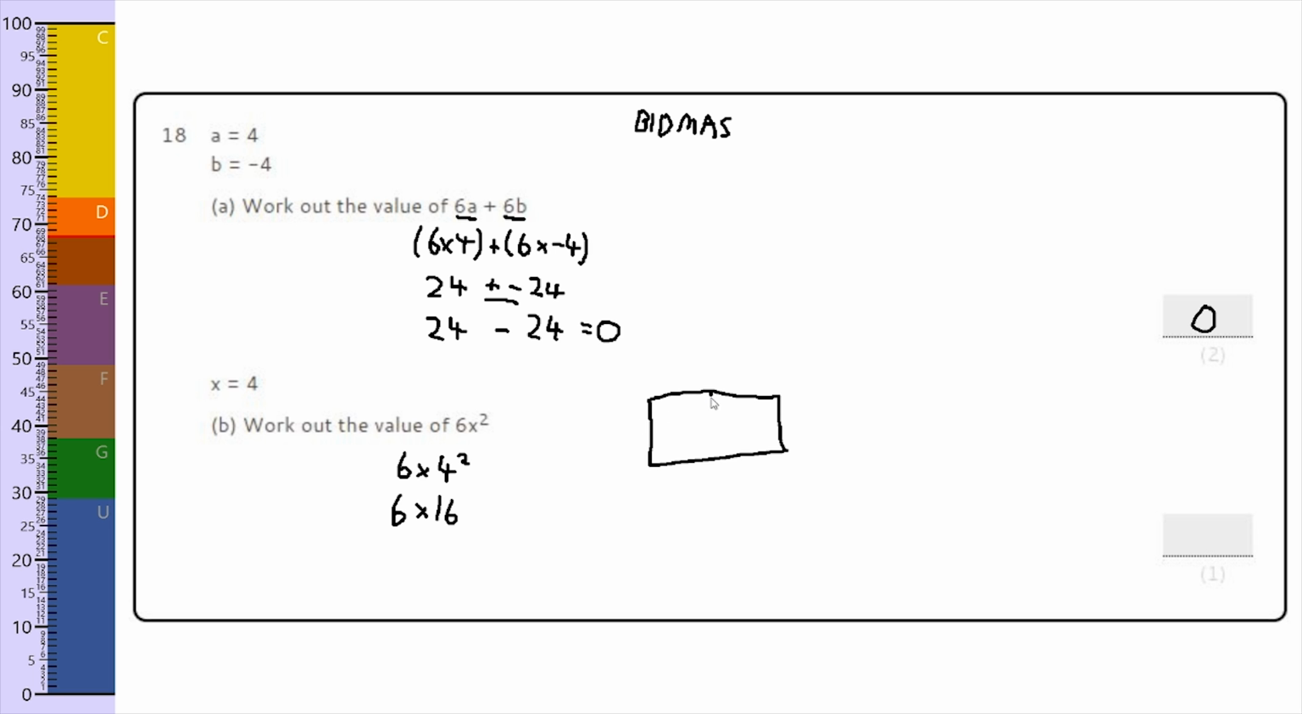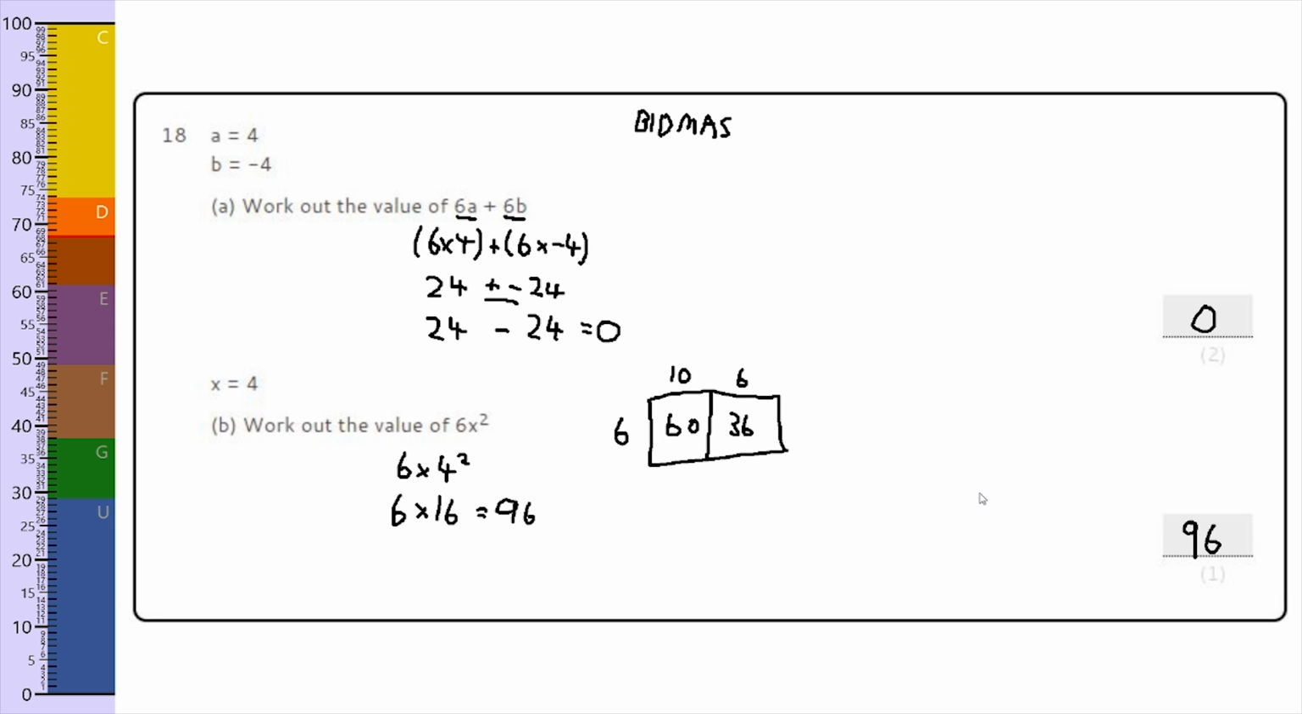That's a very dodgy grid, I should have used straight lines, but anyway. 6, and then we've got 10 and 6 to make the 16. 6 times 6 is 36, and 6 times 10 is 60. And I could write it over here, but I know that 60 plus 36 is 96. So that's going to equal 96. So our answer to that one is 96.